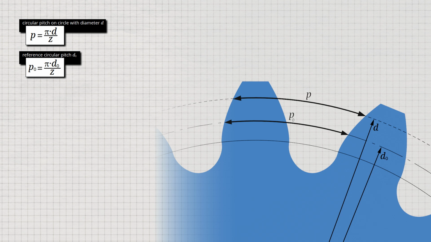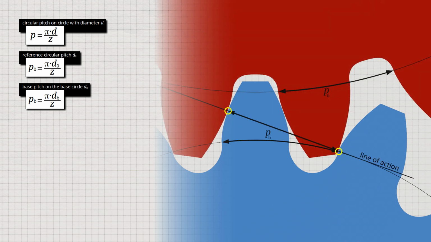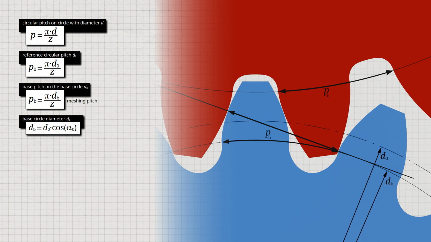The pitch pB of the base circle is also of particular importance. The base pitch is obtained by taking the base circle diameter dB as the basis for the diameter. As explained in detail in the video on the geometry of involute gears, this base pitch corresponds to the distance between the meshing teeth on the line of contact. This base pitch pB is therefore also called the meshing pitch. We can determine the base circle diameter dB using the reference pitch circle diameter D0 and the standard pressure angle alpha 0 as shown. We have already discussed this relationship in detail in the video on the geometry of involute gears. If we use this relationship in the formula for the base pitch, we obtain the equation shown.